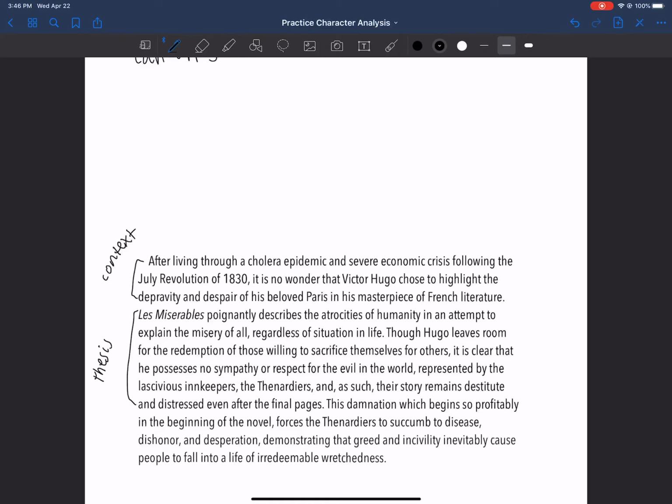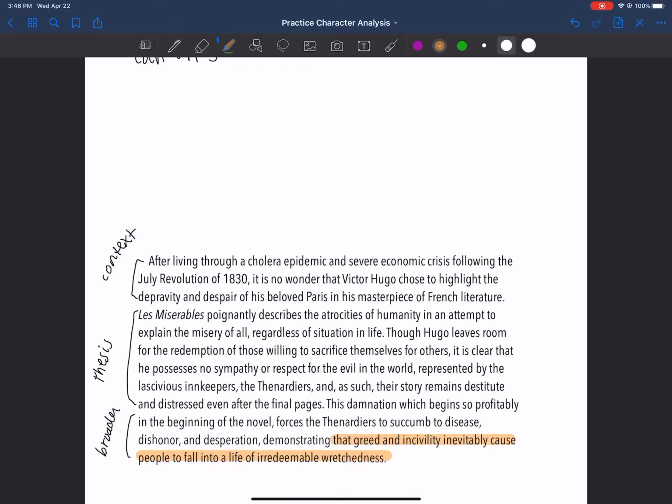And then my final sentence, I believe, is this damnation, which begins so profitably in the beginning of the novel, forces the Thénardiers to succumb to disease, dishonor, and desperation, demonstrating that greed and incivility inevitably cause people to fall into a life of irredeemable wretchedness. All right, and then this is the last little broader statement. It doesn't necessarily have to apply to Les Miserables, though it does. But this part right here, greed and incivility inevitably cause people to fall into a life of irredeemable wretchedness. That is a theme, and that can apply to not just Les Miserables, but so many other texts.